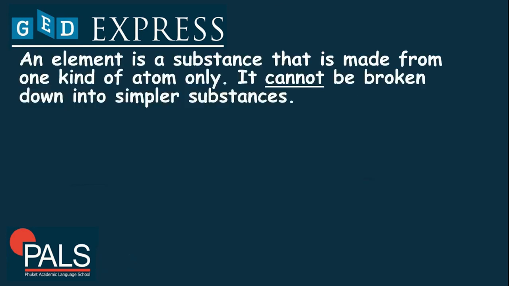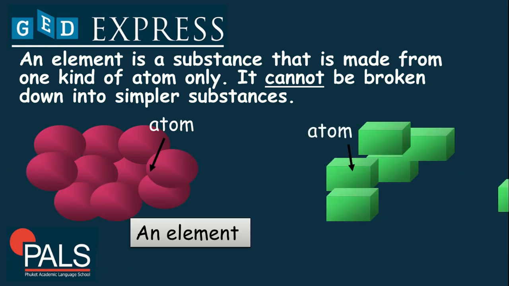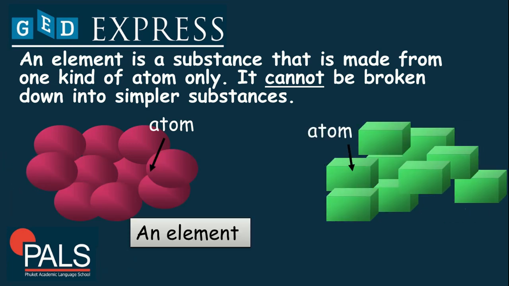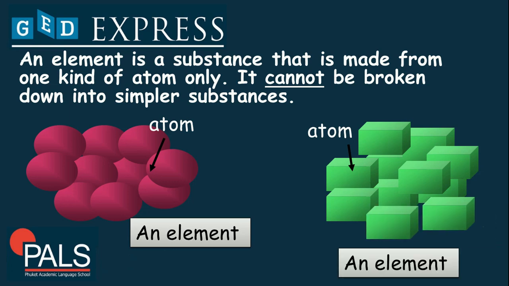Before we proceed, we first define what an element is. An element is a substance that is made from one kind of atom only, and it cannot be broken down into simpler substances. So, if we have this one here, the atom or one particle of the molecule is what you call an element. The same is true with the one on your right. One part of it is considered an element.